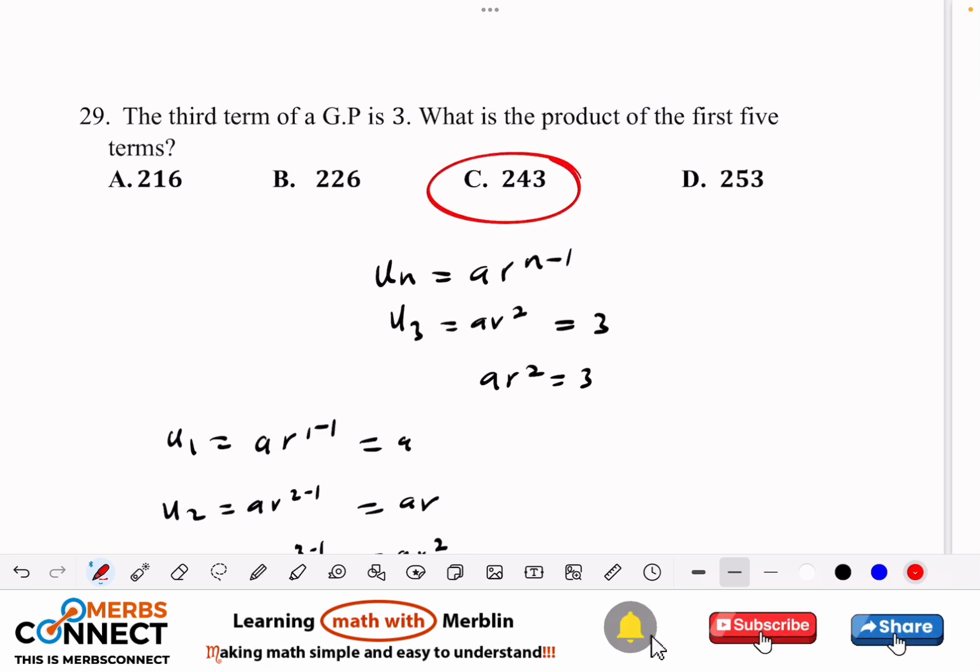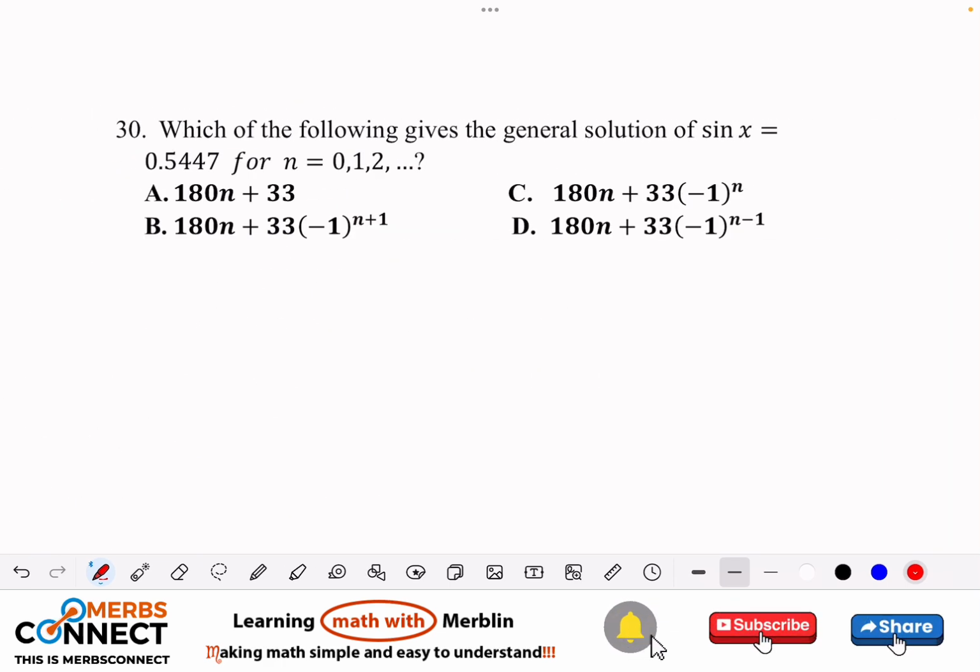Good. So let's do the last question and then we are done. And I think you'll be ready for your exam too as well. So which of the following gives the general solution of sine x is equal to 0.5447 for n is equal to 0, 1, 2?